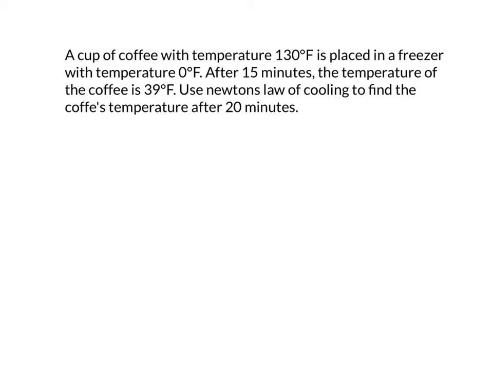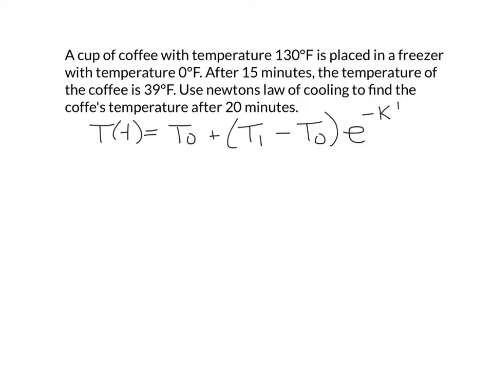Use Newton's law of cooling to find the coffee's temperature after 20 minutes. So to approach this problem, the first thing you need to know is the formula for Newton's law of cooling. The formula is T(t) equals T0 plus (T1 minus T0) times e to the negative kt. Okay, now that's a lot of t's, so we have to make sure we understand what all of the t's represent. The T(t) is going to be your final temperature, or the temperature after t minutes.